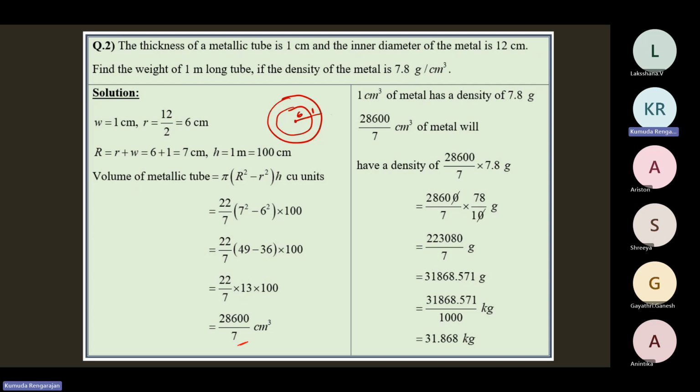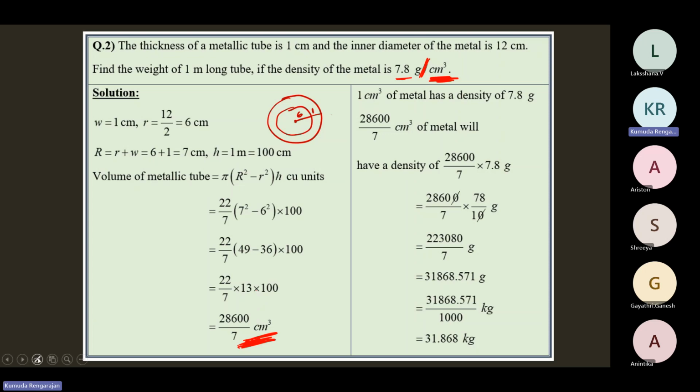So this is the volume, 1 centimeter cube, 7.8 grams. So this many centimeter cube will be this one into 7.8. Like one book, 10 rupees, 70 books will be 70 into 10. Similarly, 1 centimeter cube of volume has a weight of 7.8 grams. For 1 centimeter cube it is 7.8, but for so many centimeter cube, how much is the weight? So this one into 7.8.